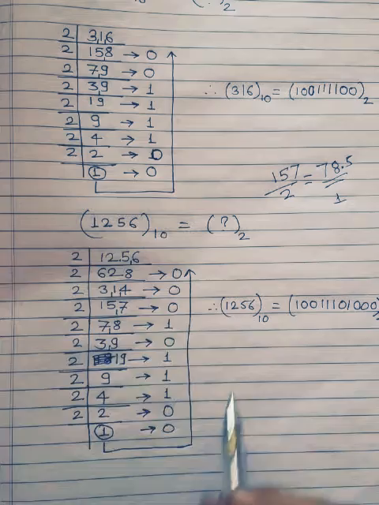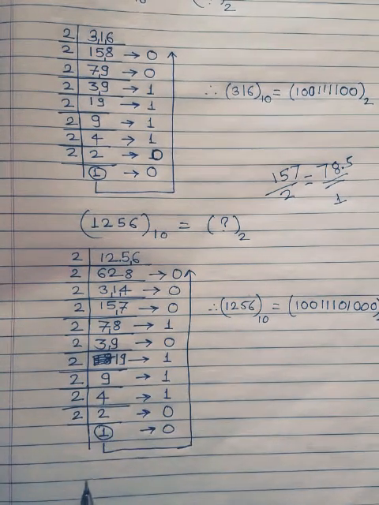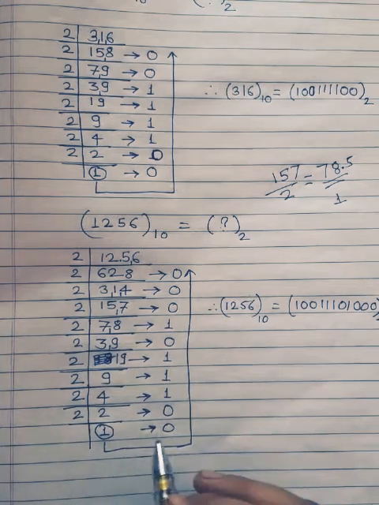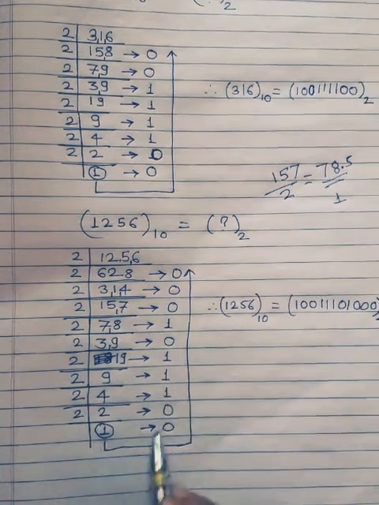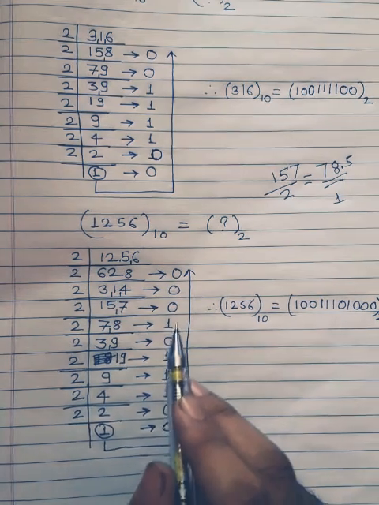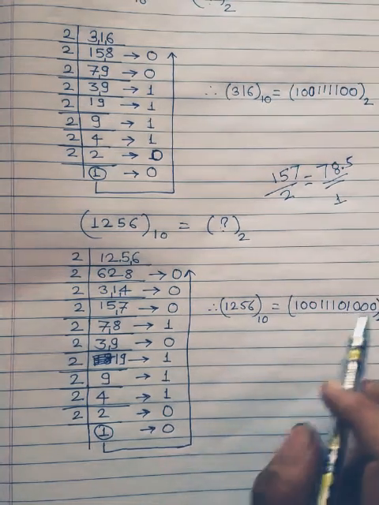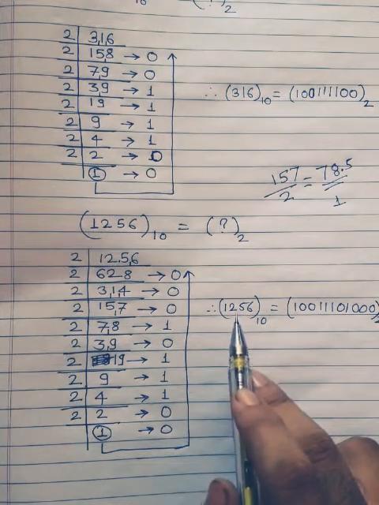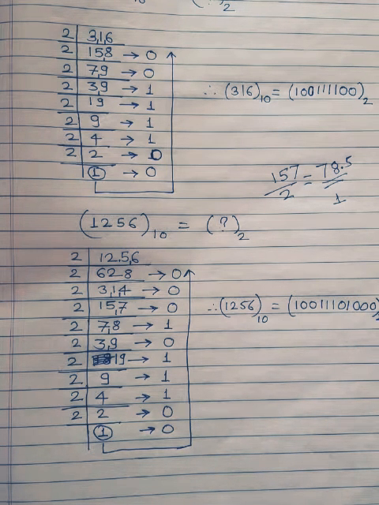See the procedure now. When 1 comes here, you have to stop the procedure and start counting the remainders from bottom to top. 1 0 0 1 1 1 0 1 0 0 0. So this is the binary equivalent of decimal number 1256.